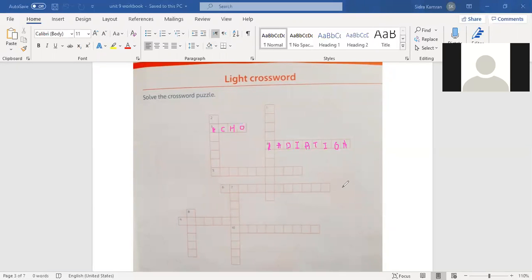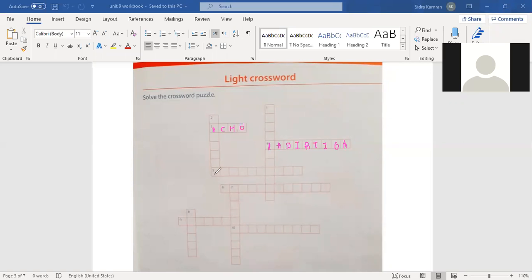Next we have, also called bending of light. Number 5 is also called bending of light. Amna, answer this. Also called bending of light. Refraction. Yes, good Amna. Refraction. Answer is refraction. So we have to write across the 5.